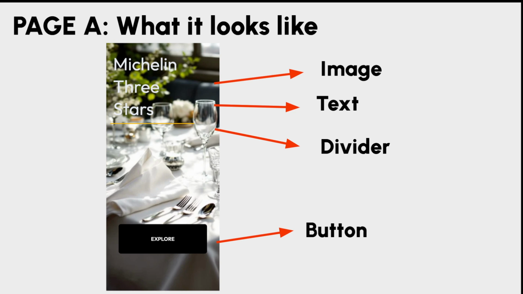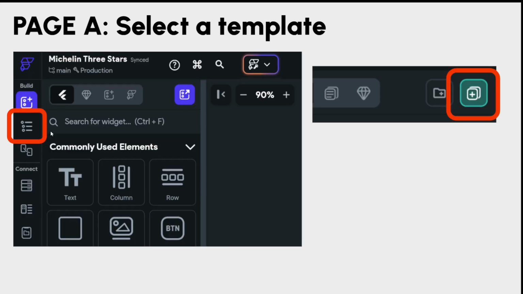Okay, with that quick overview done, let's start creating our pages. Page A, our main page, is going to look like this. We'll have a background image, some text overlaid on it, a decorative divider line, and an Explore button.